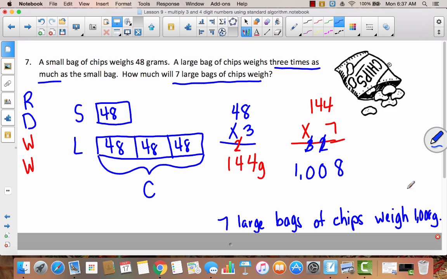All right, so that is the end of your problem set. So I hope that you got lots of practice today using standard algorithm. It will take you lots of practice to get really good at this because you're kind of multiplying and adding at the same time, but stick with it and you will become fluent at using the standard multiplication algorithm.